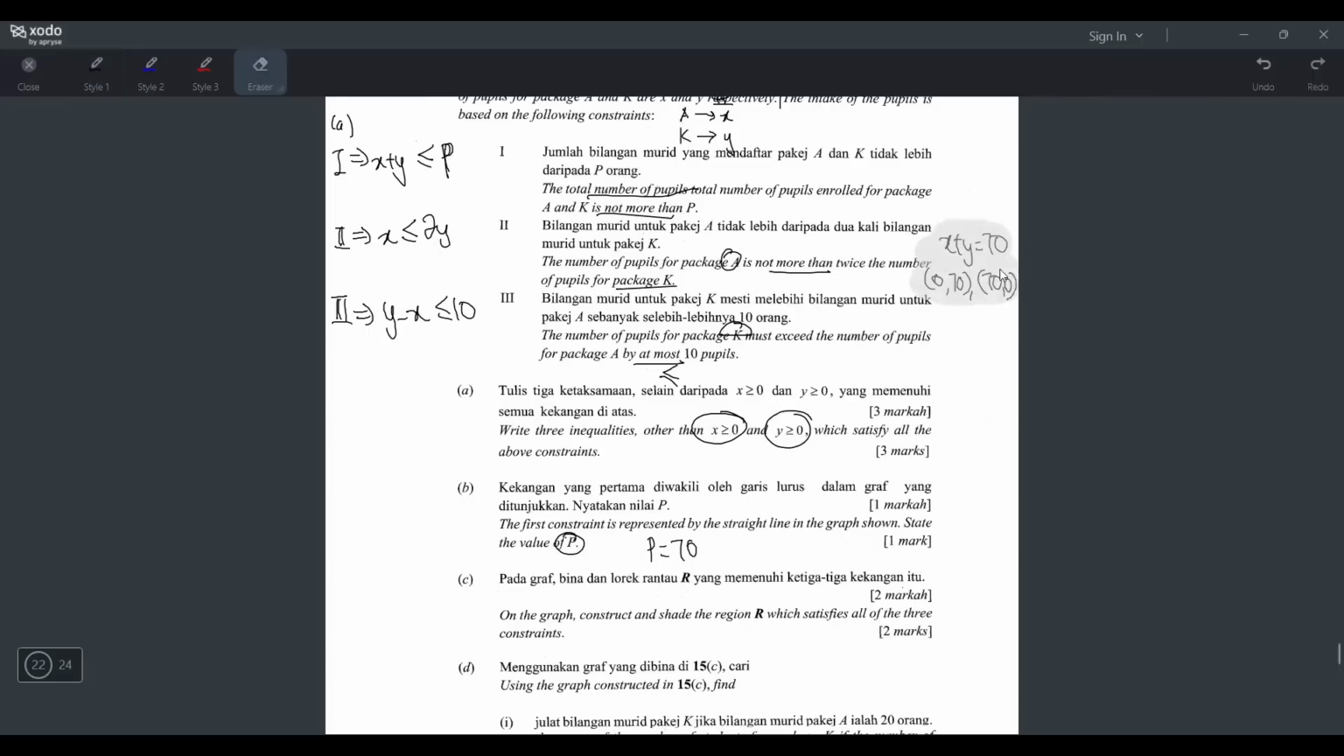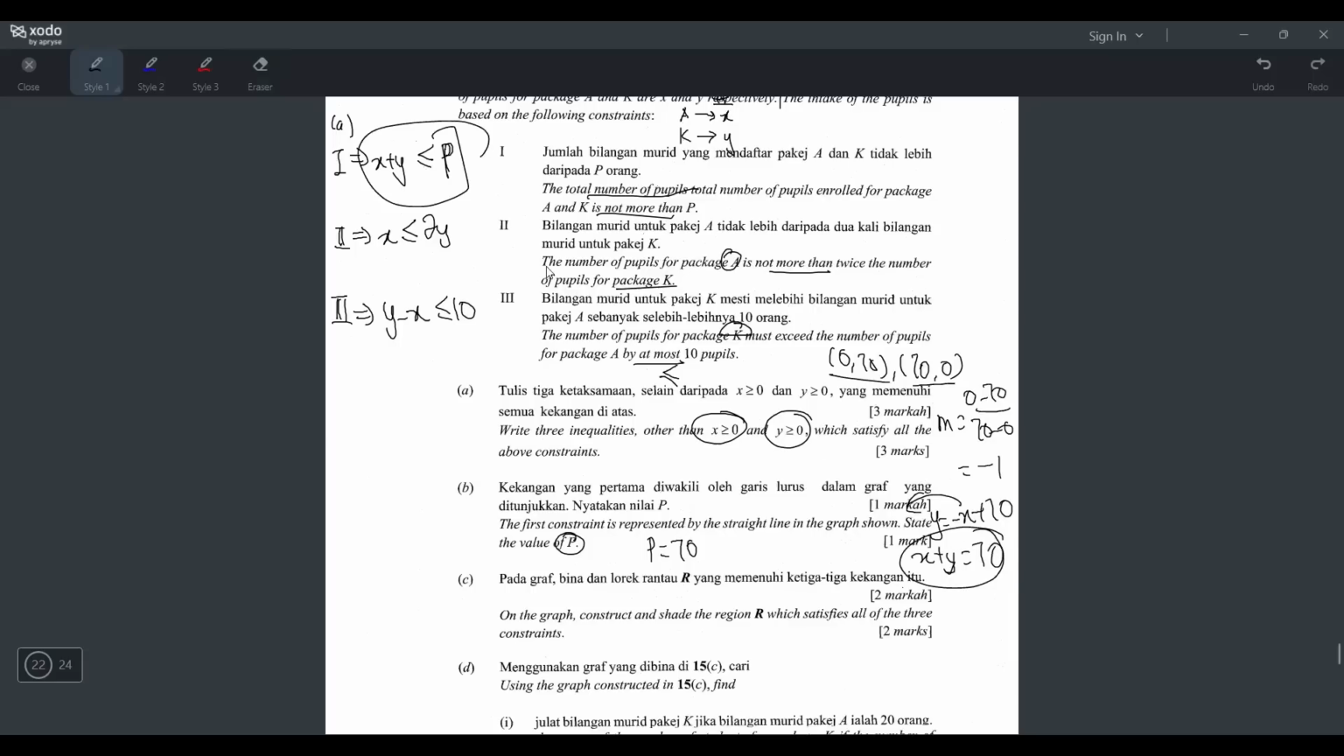Of course, there's another way to do it. You can also do it like this: 0, 70, 70, 0. You have two coordinates, so you find the gradient. When you find the gradient, you take y minus y, 0 minus 70 over 70 minus 0, and then you will get negative 1. And then you do y equals mx plus c. So y equals negative 1x plus c. But the c, the y-intercept, is 70, right? And then you move x over: x plus y equals 70. And then you compare this with this. And when you compare, you realize the p is 70. Okay? So you can also do it like this if you want.